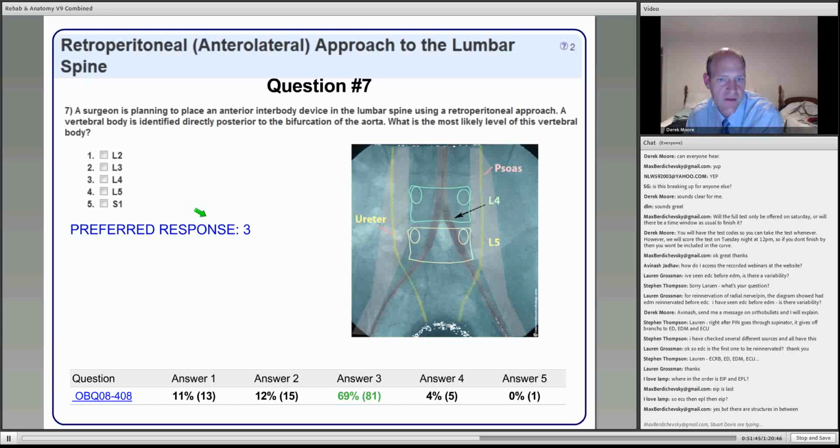So going back to the question again, they're asking, you're doing an anterior approach to the lumbar spine. What is the most likely level of the vertebral body directly behind the bifurcation of the aorta? And based on this illustration, you can see that is clearly L4. 69% of you got that correct. It looks like the other people, 11% and 12%, were basically saying L2 and L3, which are further up.